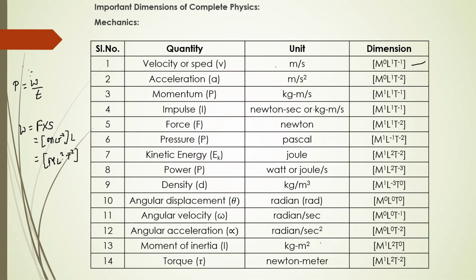That is M L raised to 2 t raised to minus 2 for work done. We want power here. Therefore, this can be written as M L raised to 2 t raised to minus 2 whole divided by t. So if I simplify this, I'll get M L raised to 2 t raised to minus 3. This is the dimensional formula for power here, right? Then next we have density. Density can be written as kg per meter cube. That is M raised to 1, L raised to minus 3, t raised to 0. So how can density be written?